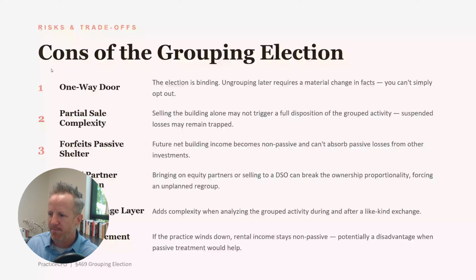The benefit of grouping really goes away there, and it can become a potential disadvantage when that happens. It really only is the advantage when your W-2 is a lot higher and your K-1 is a lot higher from your S corporation. But when that goes away, you're not really getting any benefit from doing this. And now all of your income and expenses in the billing LLC are non-passive, and you can't really combine them with outside real estate as well. Okay, so those are the cons of grouping election.